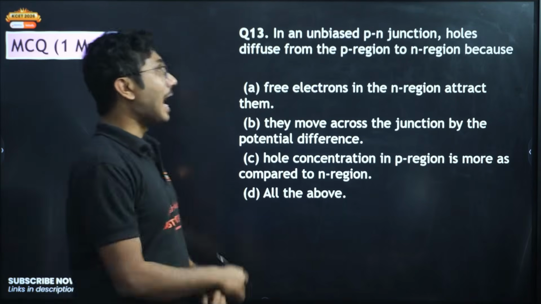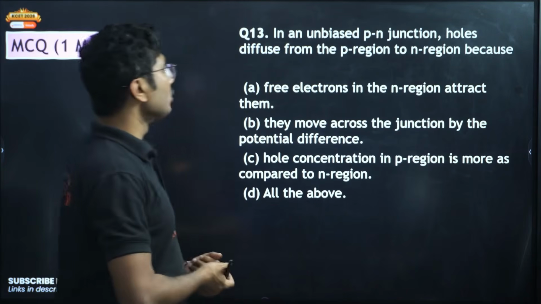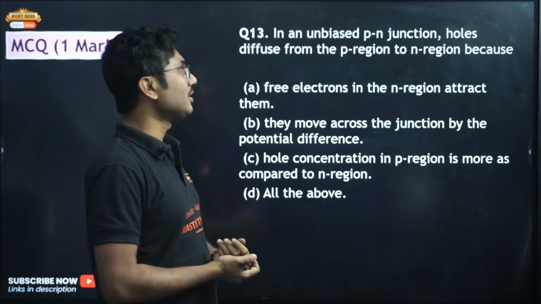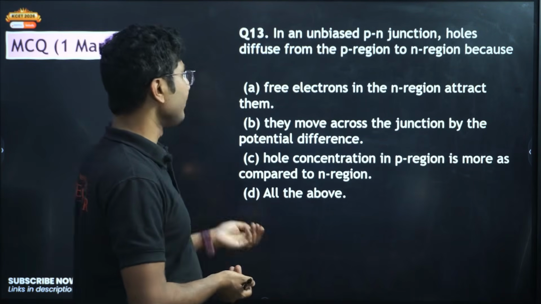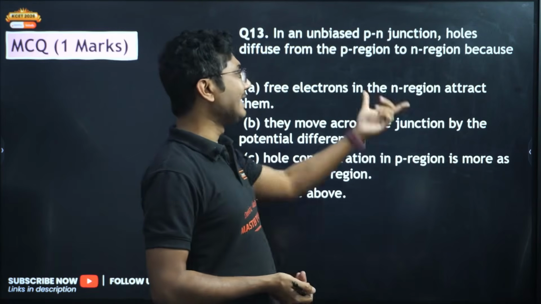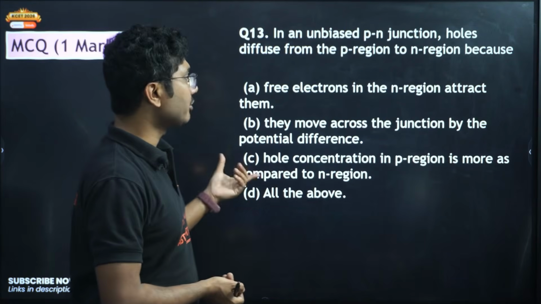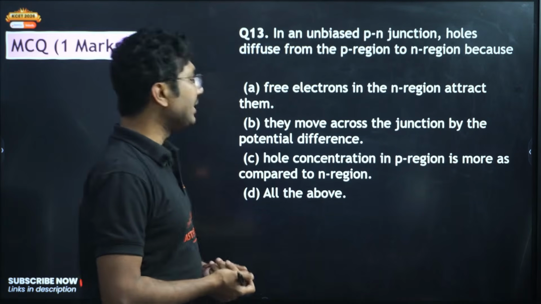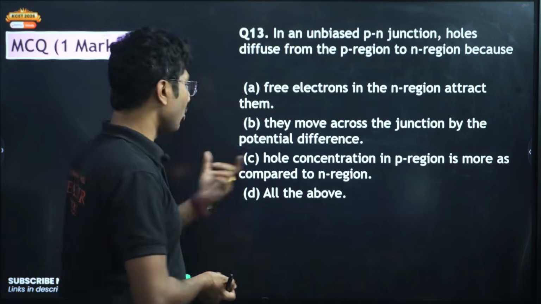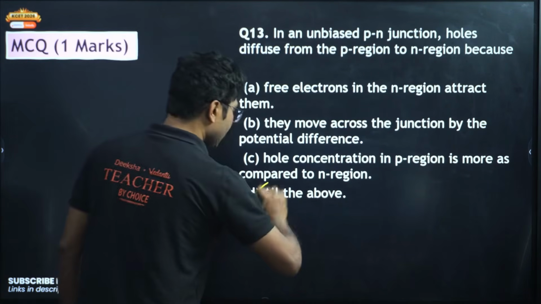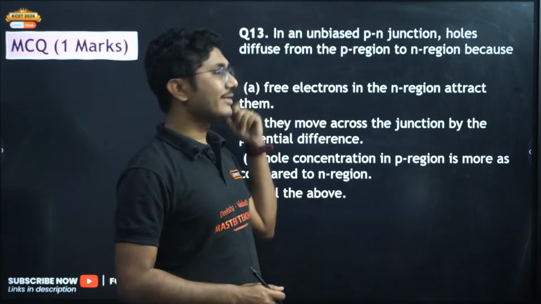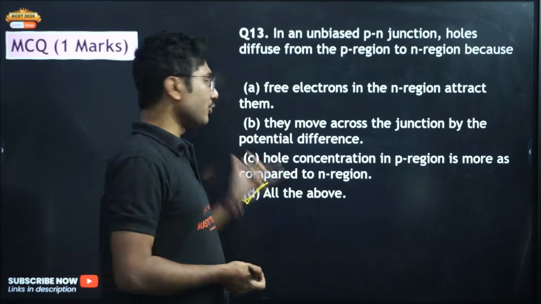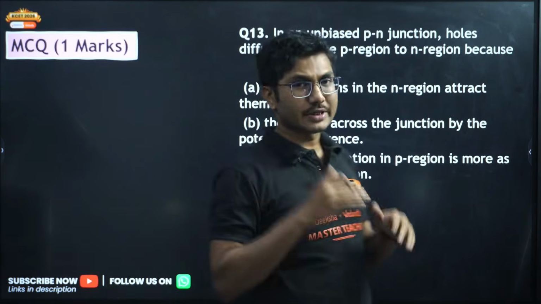Next, in an unbiased PN junction, holes diffuse from the P region to the N region. Options: because free electrons in the N region attract them; they move across the junction by the potential difference; holes concentration in the P region is more as compared to the N region; all of the above. Here it is actually all of the above. Free electrons in the N region attract them, holes getting attracted by opposite charge. They move across the junction by the potential difference. There is already a potential difference developed.